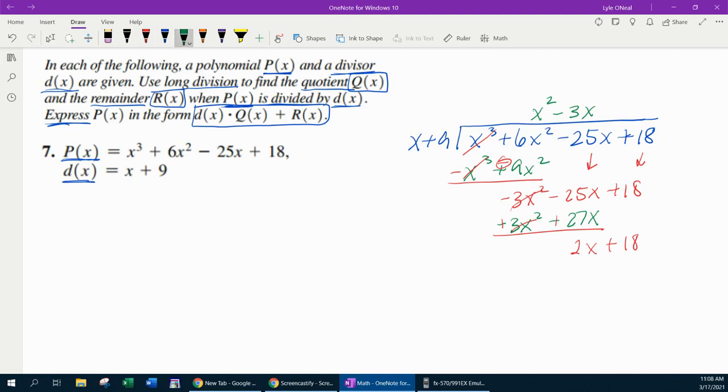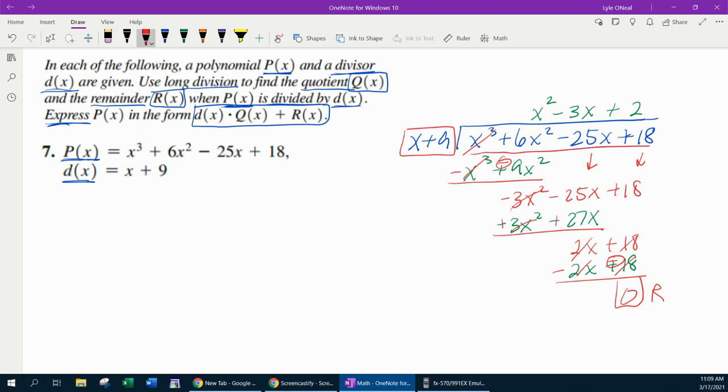One more time. What can I multiply x by to make 2x? That is a positive 2. And then we're going to distribute. 2 times x makes a 2x. 2 times 9 is 18. Awesome. Draw the line, change the sign, and then combine. And we do get a 0 remainder. Now, does anybody remember what that means? When your remainder is 0, that means that x plus 9 is a factor of the dividend.